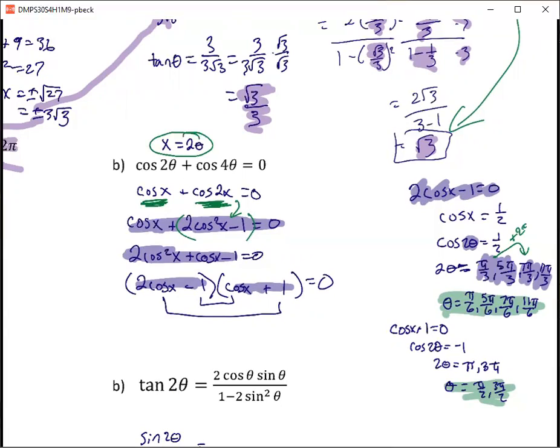And then I solve to get theta, again, x represents 2 theta. So I have the cosine of 2 theta equals -1. So theta ends up being pi over 2 and 3 pi over 2.